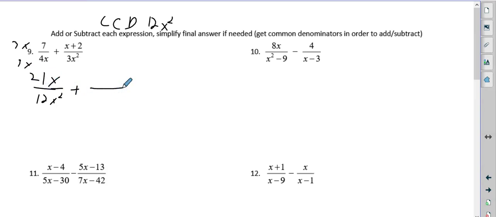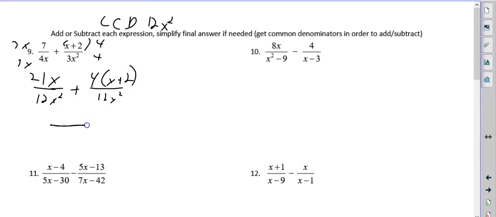Second fraction, what do I need to make this 3 into 12? 4. And I already have the x squared, so that's all I need to do. But on top, you have a binomial. Make sure you put that in parentheses so you remember to write 4x plus 2 over 12x squared.